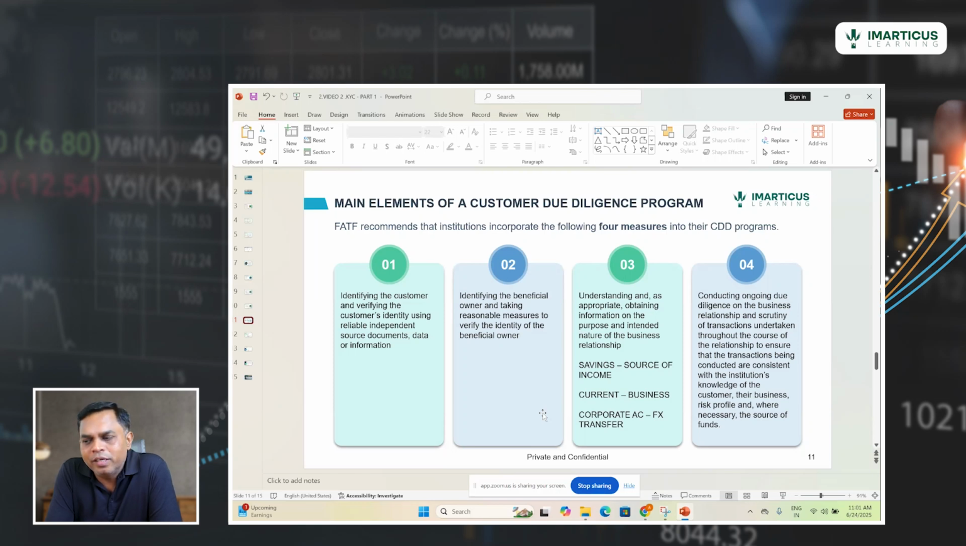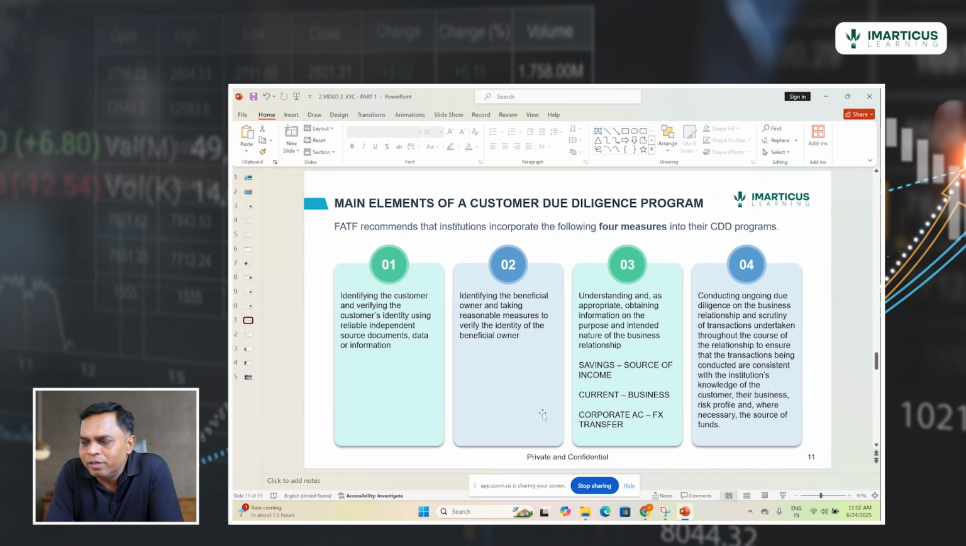Now the second important thing to be considered while doing customer due diligence is that KYC analysts have to identify who the beneficial owner is, and they need to take reasonable measures to understand it. When I say reasonable measures, they need to go to different sources to verify the authenticity of the beneficial ownership. Beneficial ownership is a very important concept. It shows who the actual owners of a company are and who actually receives the benefits from the company. So it is very essential to understand who the beneficial owner of an organization is. That is the second element which needs to be considered.